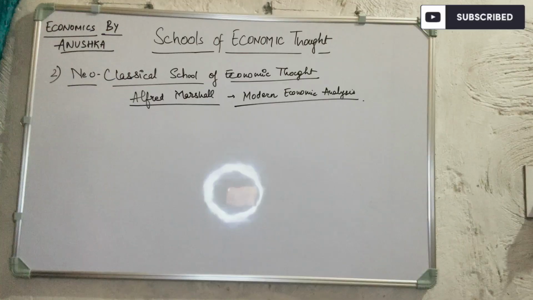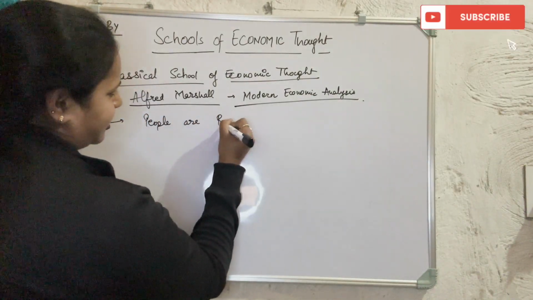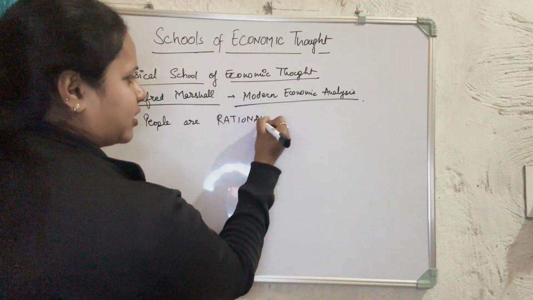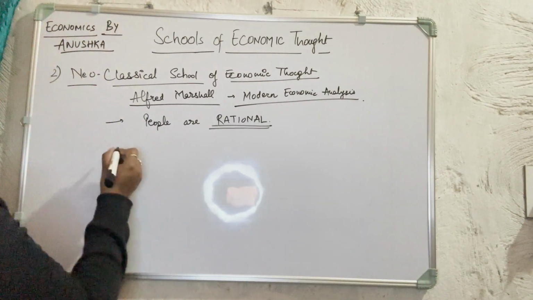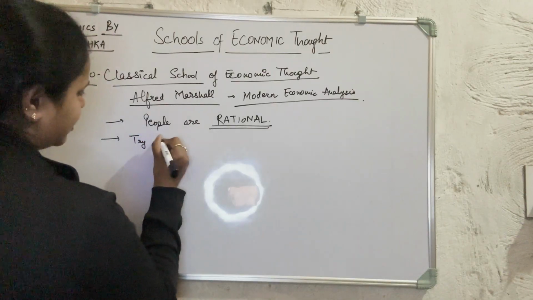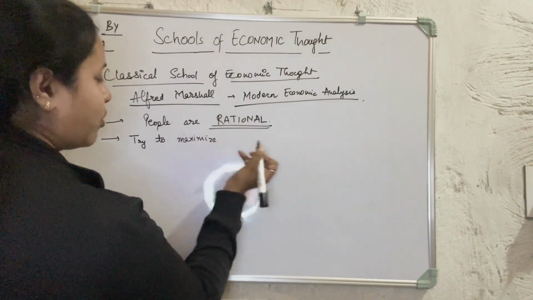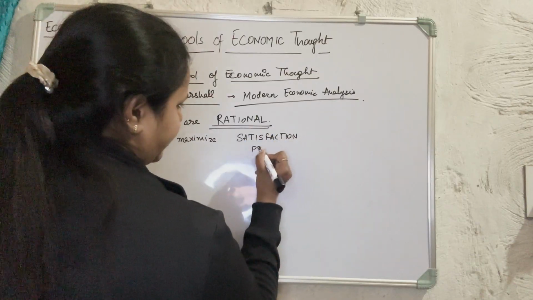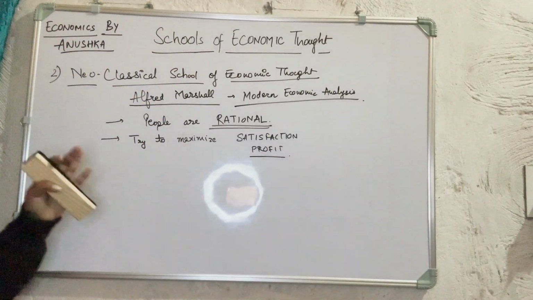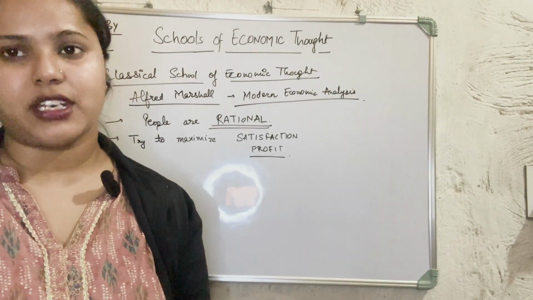Neoclassical economic thought, Alfred Marshall was the major propounder of this, and he said that people are rational. So the word rational came. People know what things they try to satisfy. People try to maximize their satisfaction and profit. He was the firm believer that people are rational and people know how to make decisions. People are the decision makers here, and people know how to maximize their satisfaction and profit.